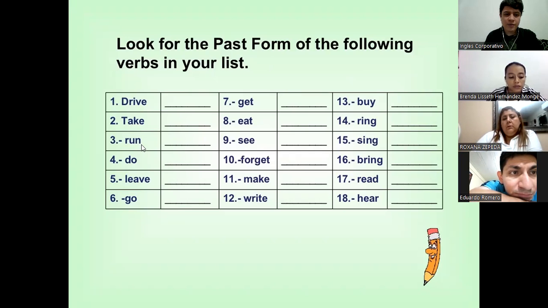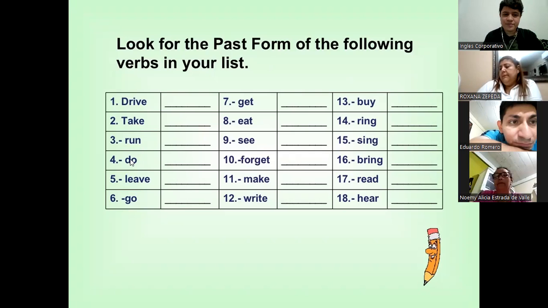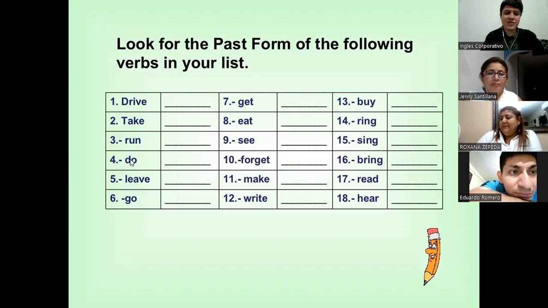We have run. Run, guys? Run, perfect. Do? Did, yeah, did, exactly. Do is, I mean, did. So, por eso es que son irregulares, right, guys? Porque no se le agrega ed, sino que cambia su estructura en sí, okay? So, we have to be careful about irregular verbs.